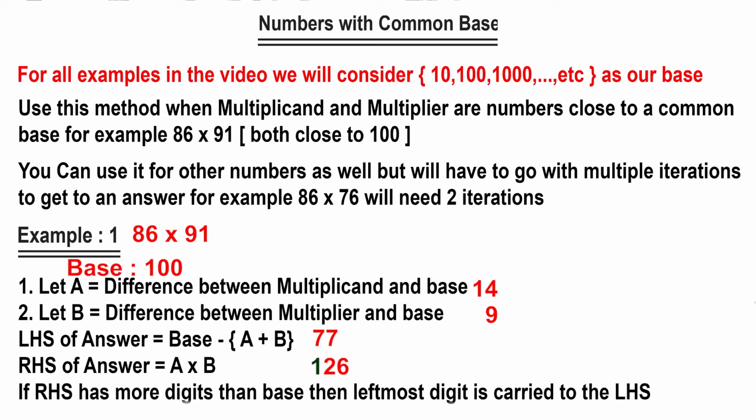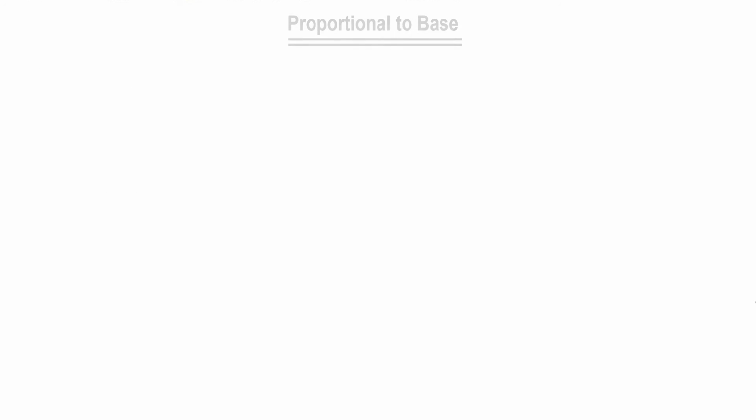Since the maximum number of digits that the product can have is 4, we carry forward the leftmost digit of the right-hand side of our answer, add it to the left-hand side, and get 7826 as our answer.